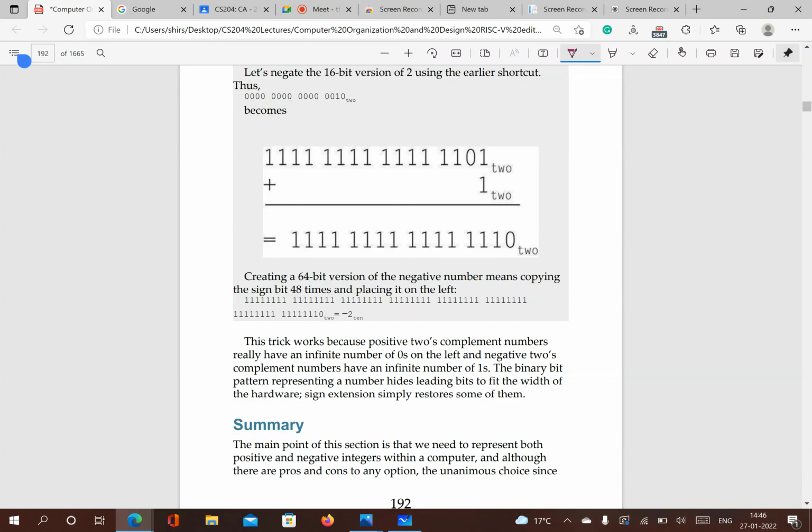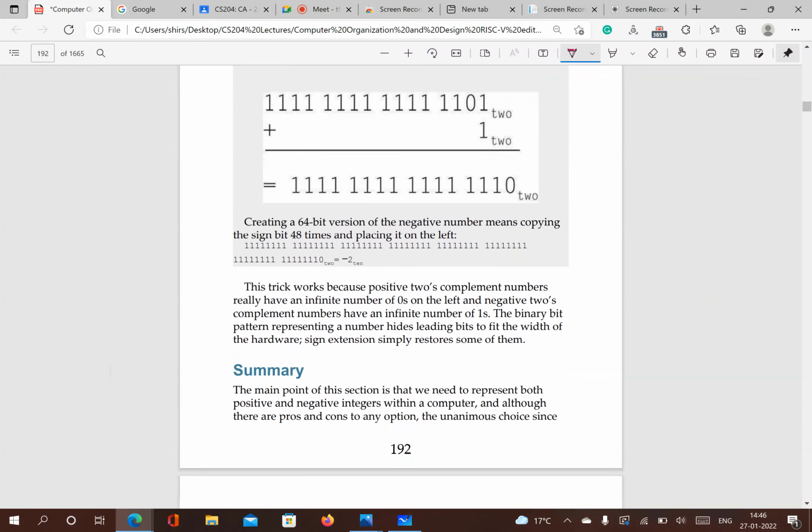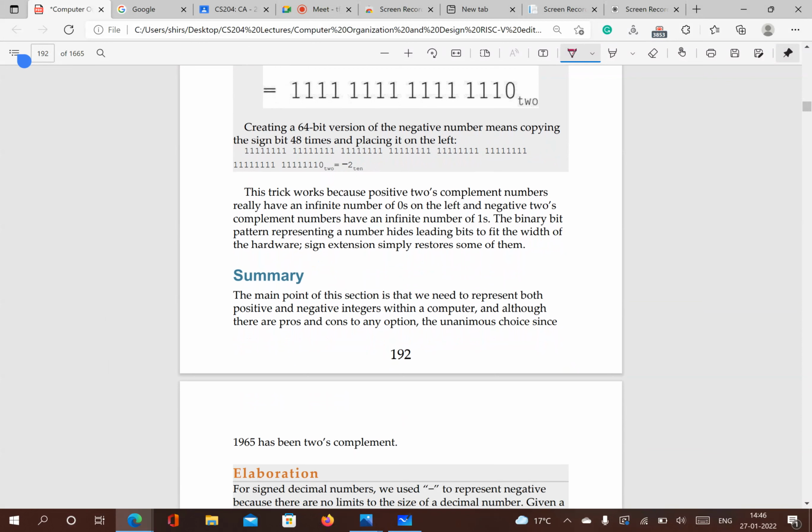And on top of that, you also need to understand what is called sign extension. See the summary in the last point. If you read there, the main point of this section is that we need to represent both positive and negative integers within a computer. And although there are pros and cons to any option, the most important choice that we go with is two's complement format, still. Almost all computers since 1965 use two's complement format to represent signed numbers.